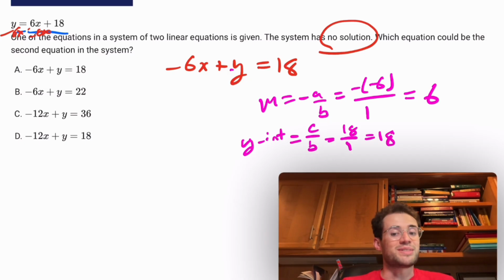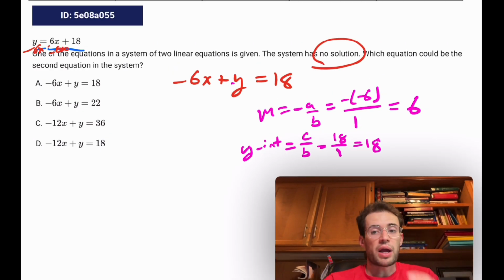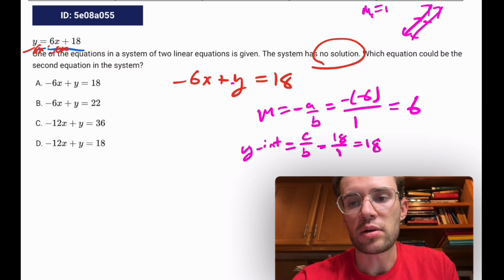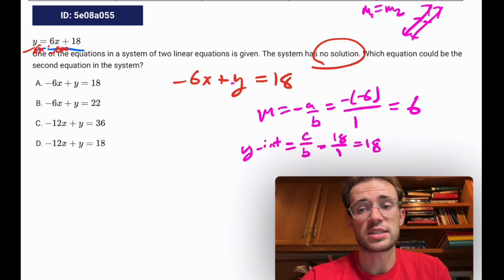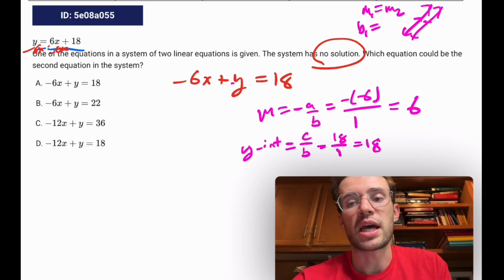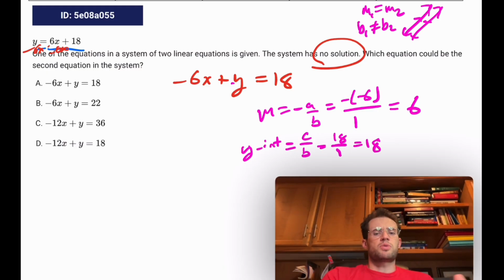So we want the y-intercept to not be 18 because two parallel lines will have the same slope. So you could say m1 equals m2. The slope of the first line is the same as the slope of the second line, but the y-intercepts should be different. So just with that in mind, we've got negative 6x plus y, that matches what we had, equals 18. Oh, that matches exactly. So this one would have infinite solutions.